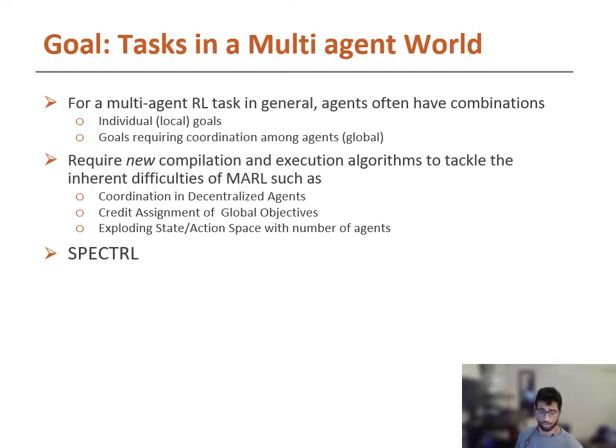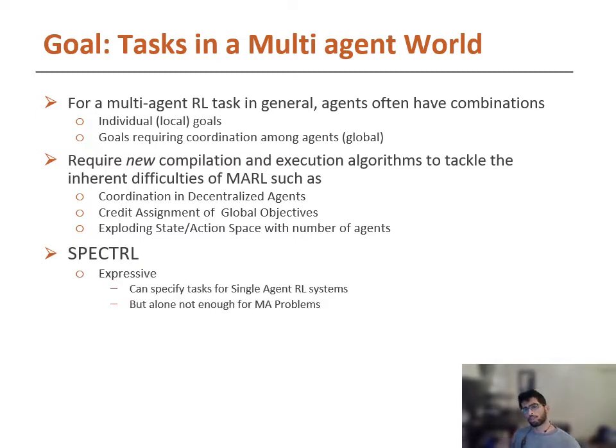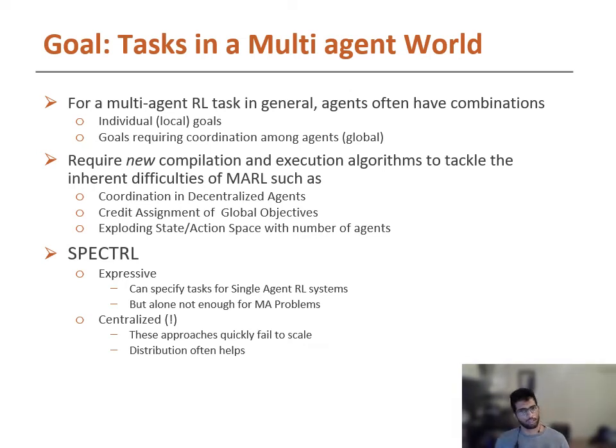Let's look at Spectral for instance. Here, Spectral is expressive. We can consider many different problems for a single agent task, but we need to enhance this for multi-agent problems. Also, Spectral would be centralized if we naively use this, and this would be hard to scale, as shown by history, and distribution will often help with this.